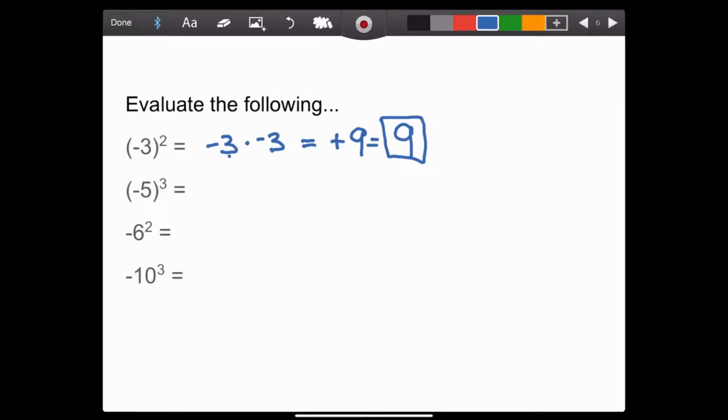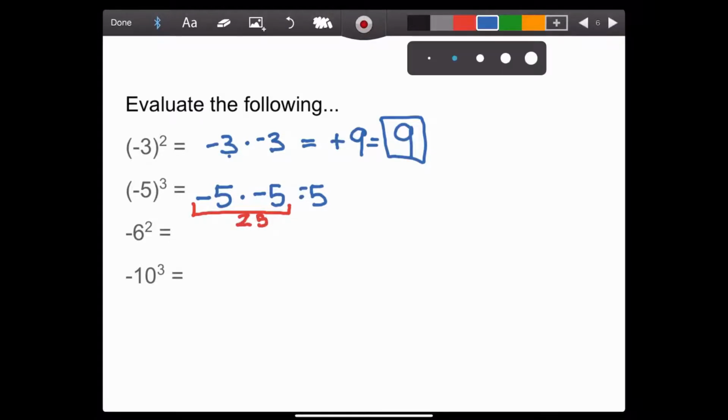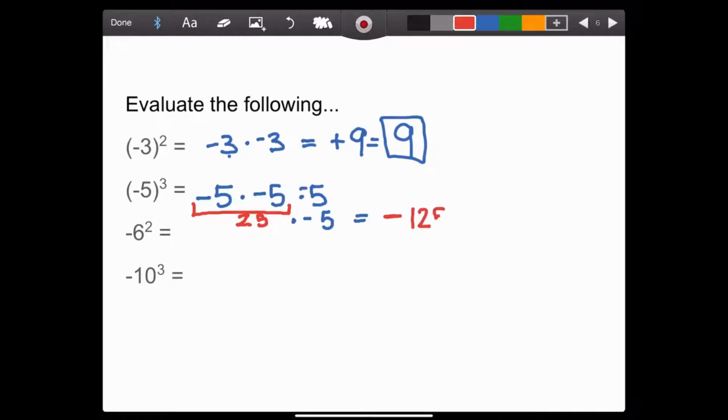This one is negative 5 to the third power. So I have negative 5 times negative 5 times negative 5. So how many do I have here? So I have negative times a negative is a positive, so this would be a positive 25. And then I would have times a negative 25. Okay, so a positive times a negative is a negative. And then 25 times 5 is 125.